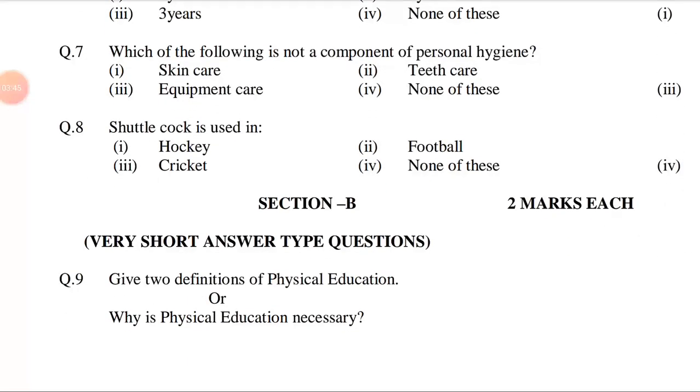Section B. Each question carries 2 marks. Very short answer type questions. Question number 9. Give 2 definitions of physical education. This question is related to chapter number 1, concept of physical education. Definitions means state of the exact meaning of a word or clarity.